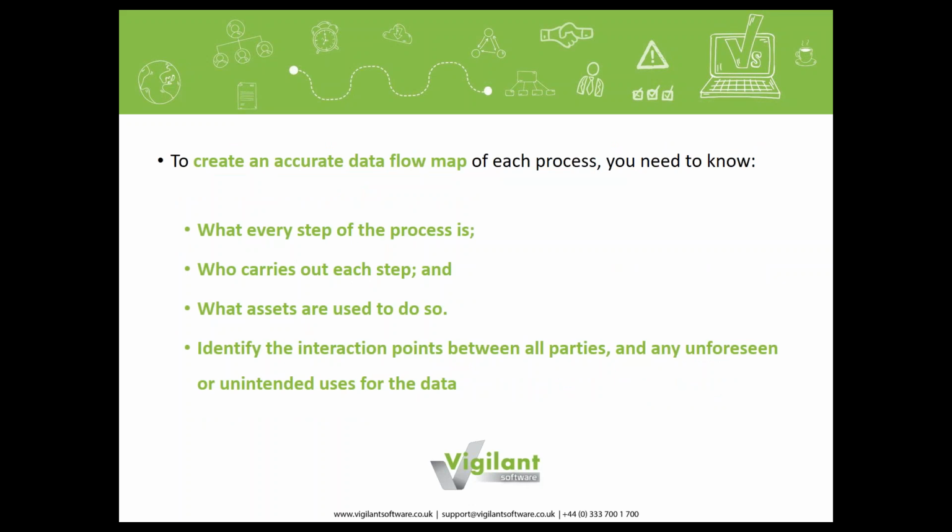So then we have a little tip for when you begin to map out your data. To create an accurate flow of your data map, it's always a good idea to have the relevant meetings with your heads of departments to find out what every step of the process is, who carries out each step, what assets are used to do so, and then identify all those interaction points between all of the parties and unforeseen or unintended uses for that data.